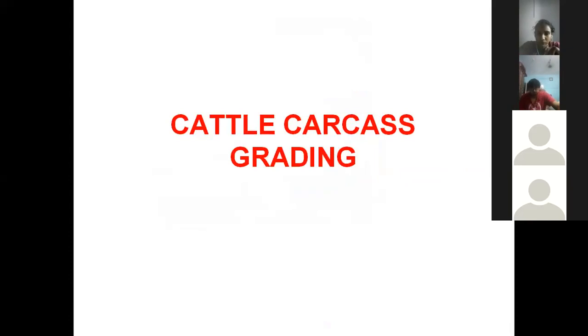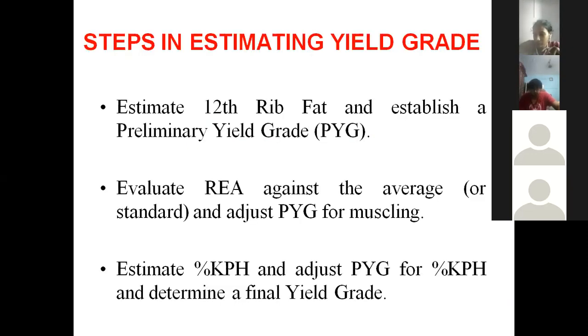Now we are going on to carcass grading, carcass grading of the cattle. For carcass grading, we use a formulation for the yield grade. In that formulation, one step is to estimate the 12th rib fat and establish the primary yield grade. We see the back fat. You know that in cattle there are 13 ribs, so we measure between the 12th and 13th ribs. I will be showing that.